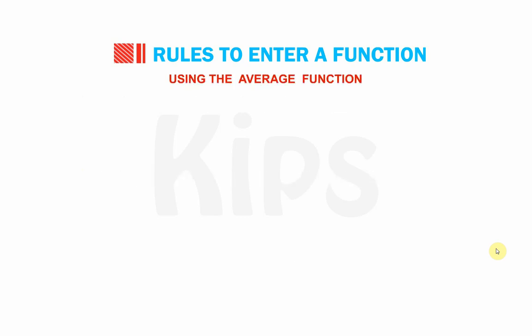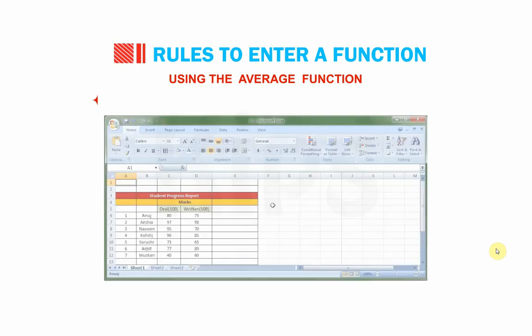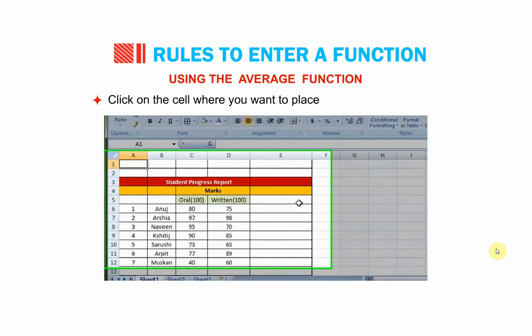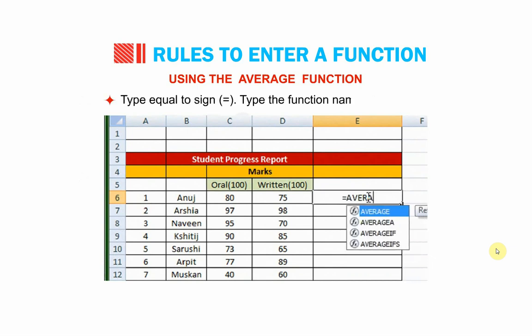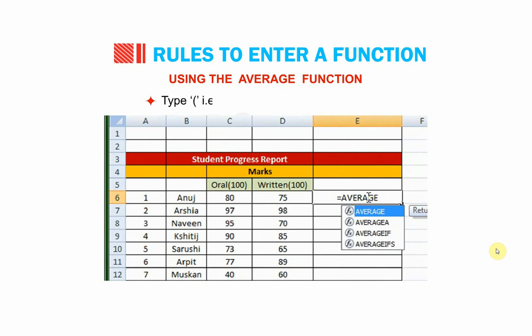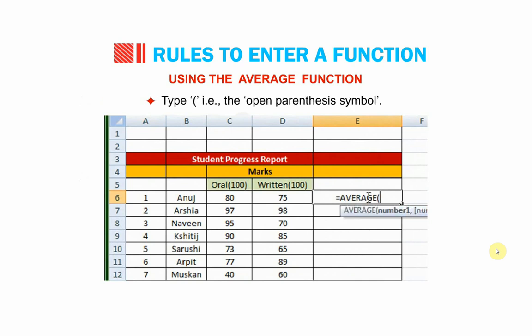Now we shall learn how to use the AVERAGE function. Click on the cell where you want to place the average of values, let us say E6. Type the equal to sign. Type the function name AVERAGE. Type the open parenthesis symbol. You want to calculate the average of the values in the range C6 to D6.